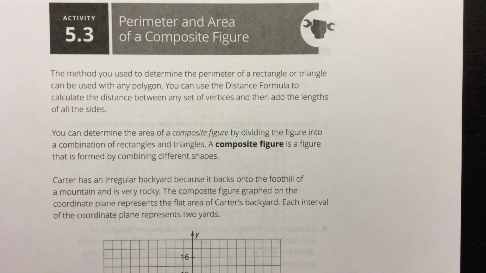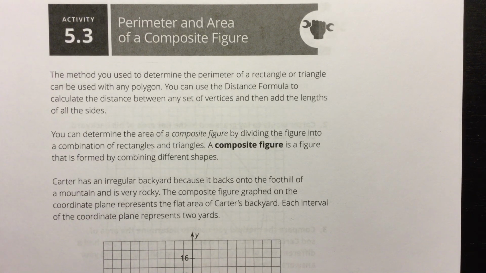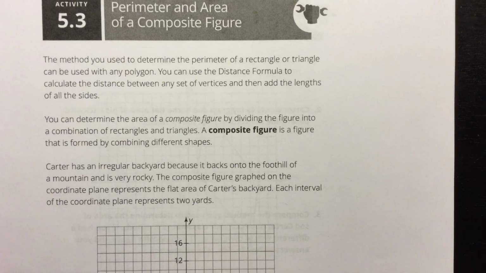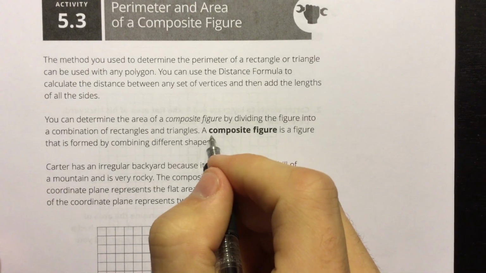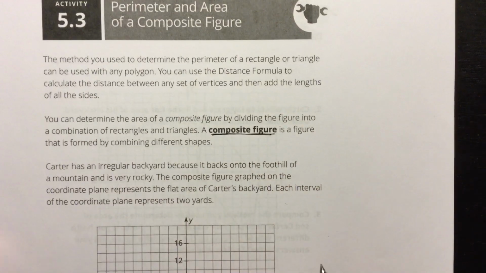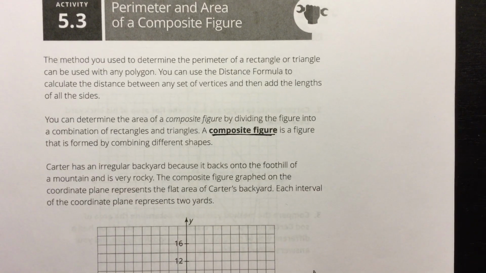We are still in Packet 5, working through Activity 5.3 now. So here we are, perimeter and area of a composite figure. They have all of this talk up here. I'm not going to read the whole thing to you, but the main thing they want you to know is a composite figure. They want you to learn that vocab word. So when Mr. McGill says composite figure, you know exactly what I'm talking about.